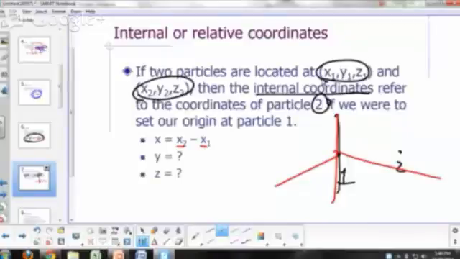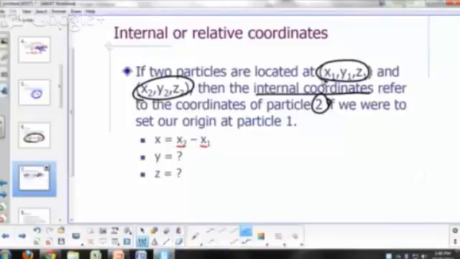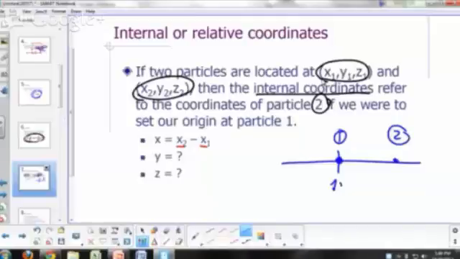So for example, let's just do it in one dimension. Let's say particle 1 is over here, and particle number 2 is over here. Let's say this is at 1 nanometer and this is at 3 nanometers.